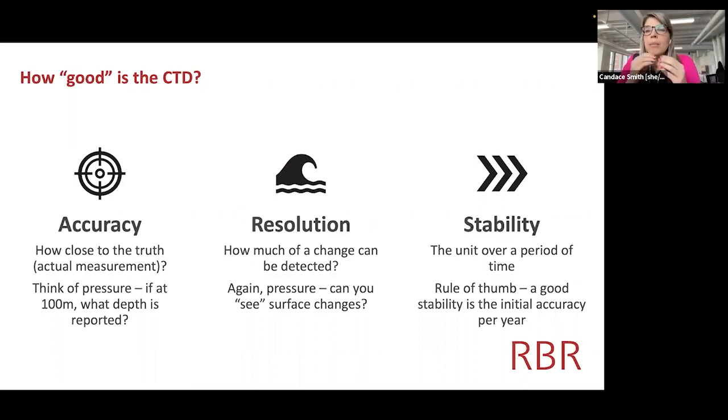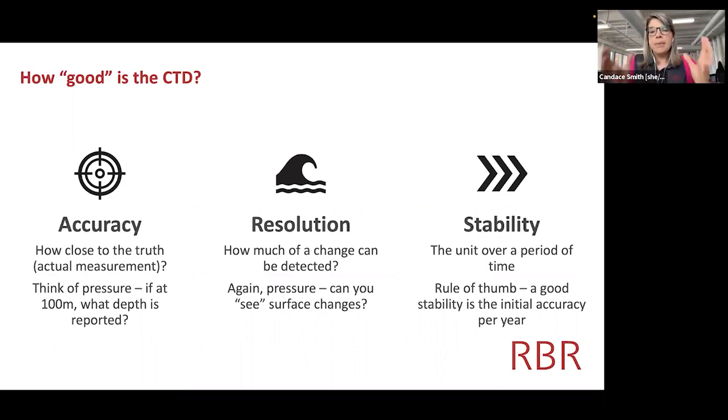The resolution is how much of a change can it detect? So again, think about pressure, like, can you see surface changes? If there's a big tidal range in a particular area, probably most CTDs will see that. But if there's small surface changes, will that be seen by the CTD? And the stability, I think the stability is talked about the least, but I think it's very important as well.